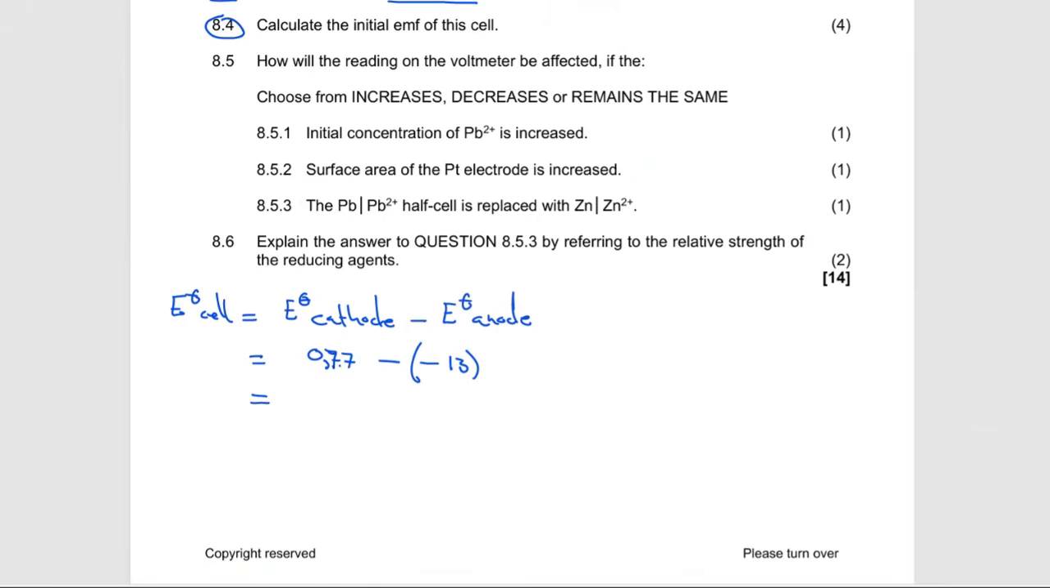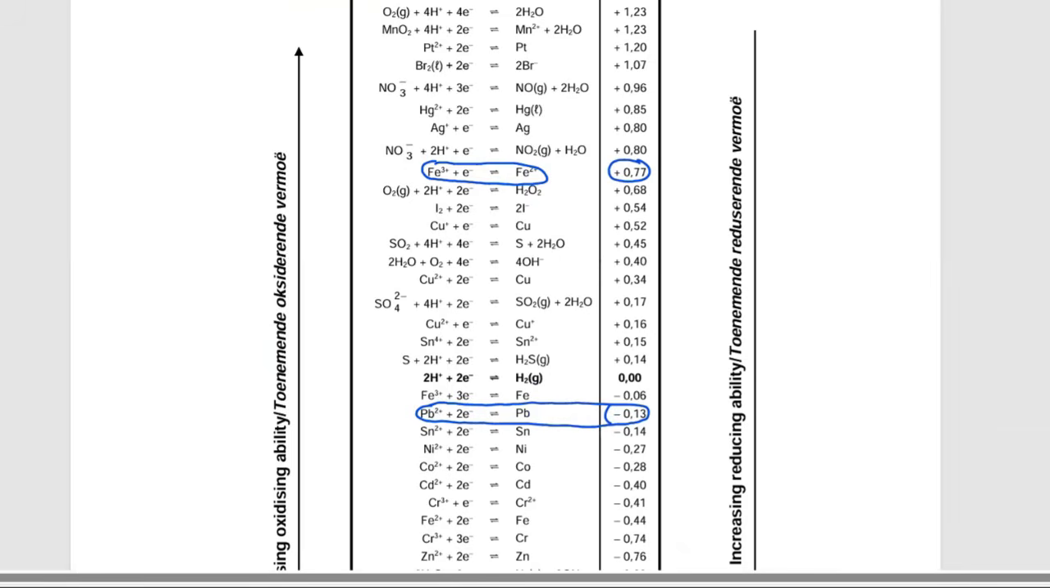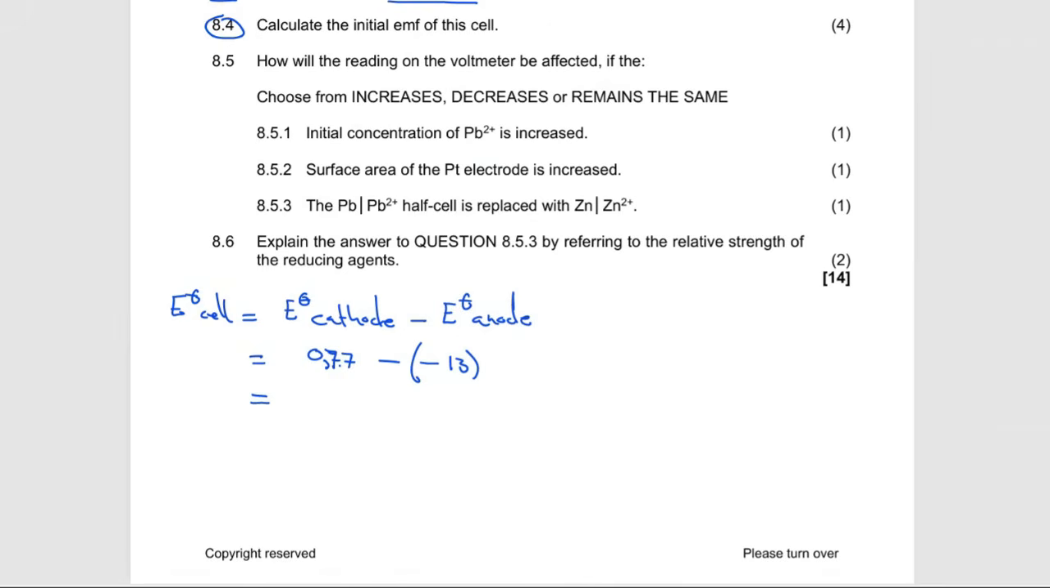So our answer there is going to be a value of, okay, 0.77 plus 13 there. E theta cell is equivalent to 0.77 ... Oh, let me see something here. Let me look at my E theta values. Negative 0.13, 0.13. Oh, okay. So I made a mistake here. It's supposed to be 0.13, not 13. Negative 0.13, like that.